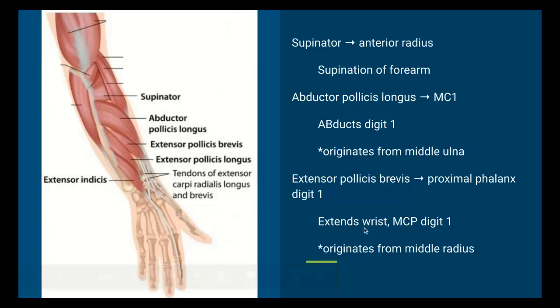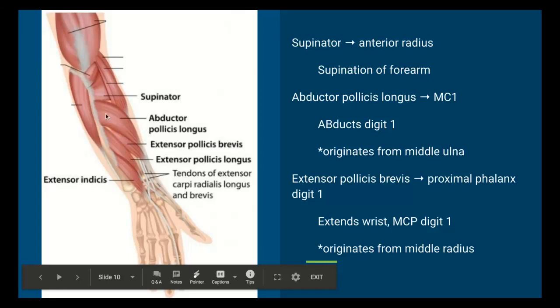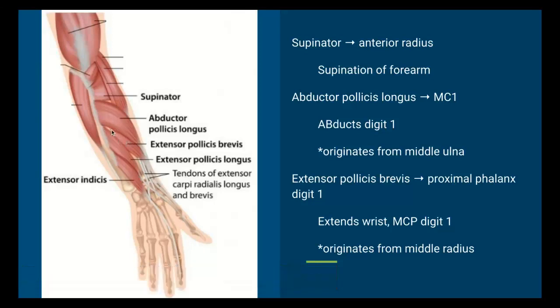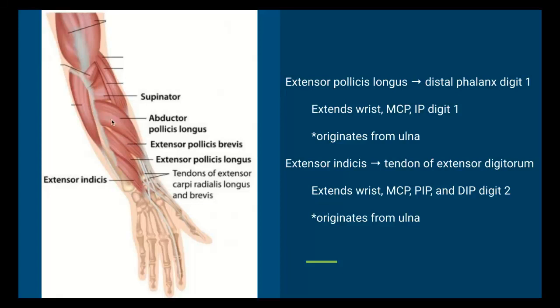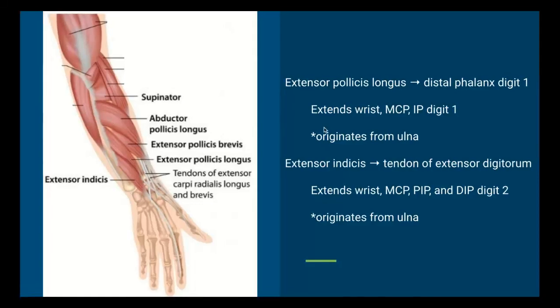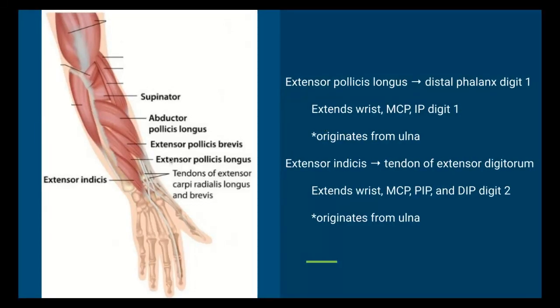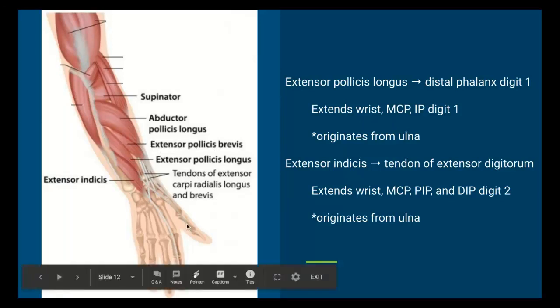And that's also going to be originating from the middle radius. So it's kind of one of our exceptions here, in that it's not starting all the way up at the lateral epicondyle. All right, there's that supination and pronation again. And then we'll finish it out here with the extensor pollicis longus. So remember, we just looked at the extensor pollicis brevis, and remember, the pollicis brevis actually ended here at the proximal phalanx.